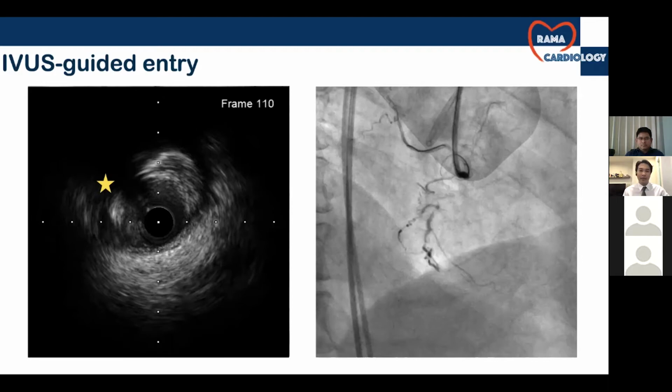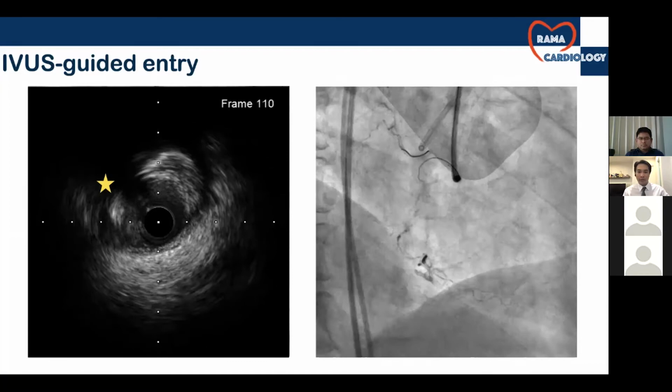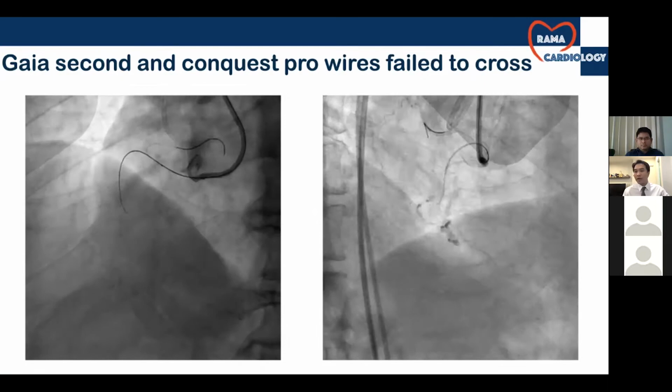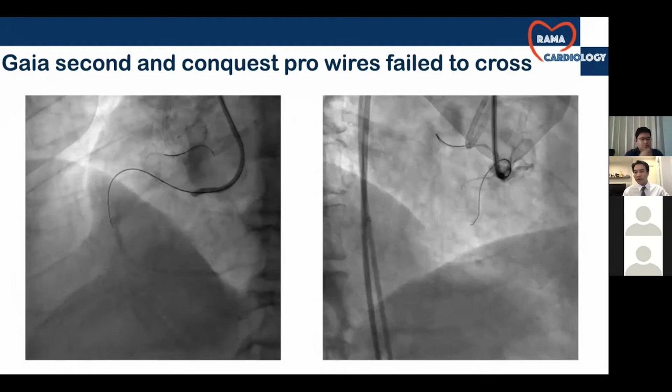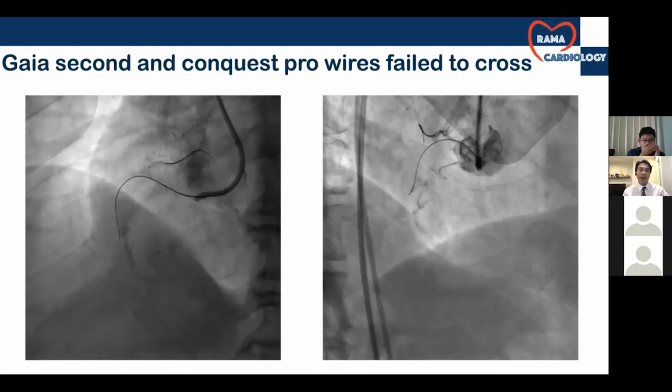So I tried to use the wire to engage the proximal cap. But after entering the proximal cap, I could not control the wire to the distal true lumen when I changed from the Fielder to the Gaia and Conquest wires. Because the course of the CTO is not so obvious, I don't want to cause a perforation of the vessel. So I should move to a retrograde approach.